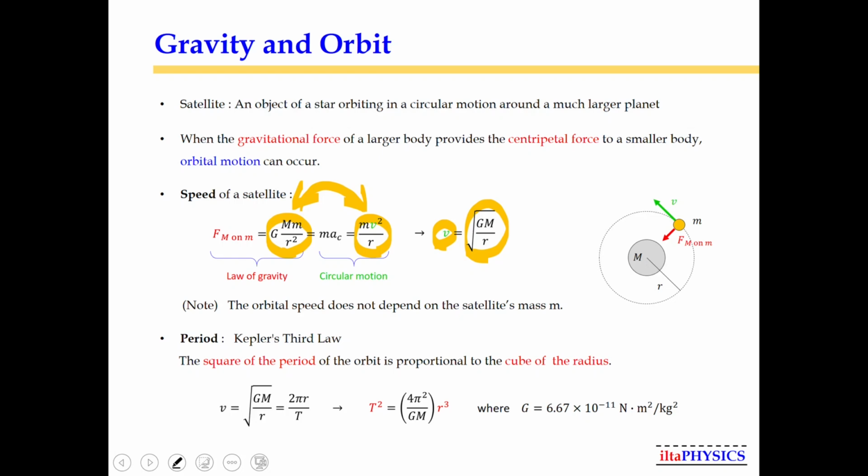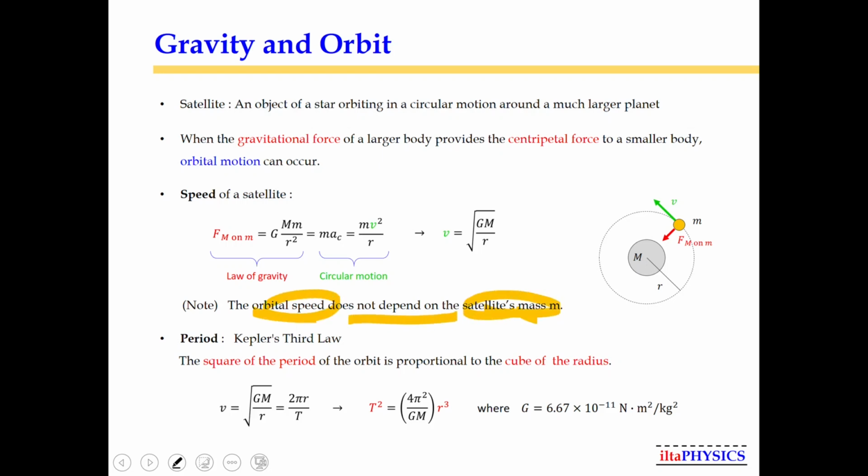Velocity v equals the square root of the universal gravitational constant G times the mass of the planet, big M, divided by the radius, r. The interesting part is that the mass of the satellite does not matter at all when it comes to its orbital speed. The idea of analyzing a satellite's orbital motion as circular motion can be used to derive the relationship between the satellite's orbital period and its orbital radius.